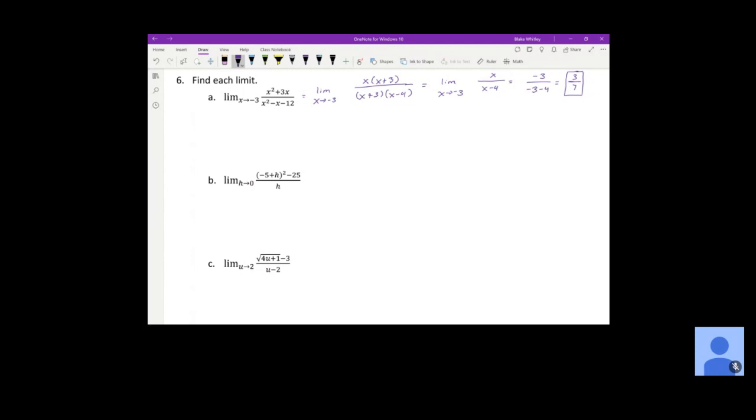All right, let's look at B. So what can we do with B now? Good. We're going to have to expand this time because, again, we can't plug in the 0 because that would give us 0 in the denominator. So if we expand the numerator here, what's that going to give us? Okay, sorry, you already got it there, Dean. Thank you. 25 minus 10h, and then plus h squared. And then I'm going to bring over my minus 25. It's over h.